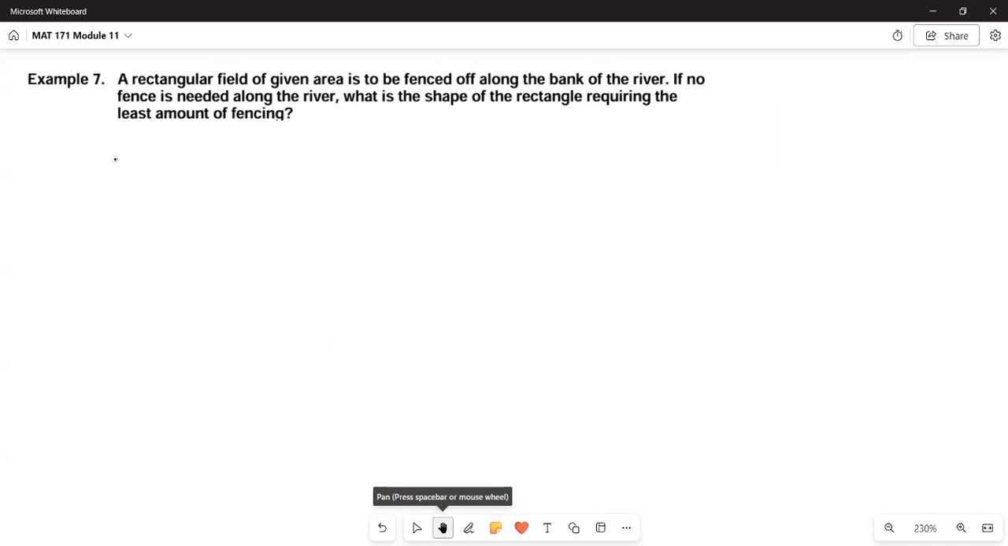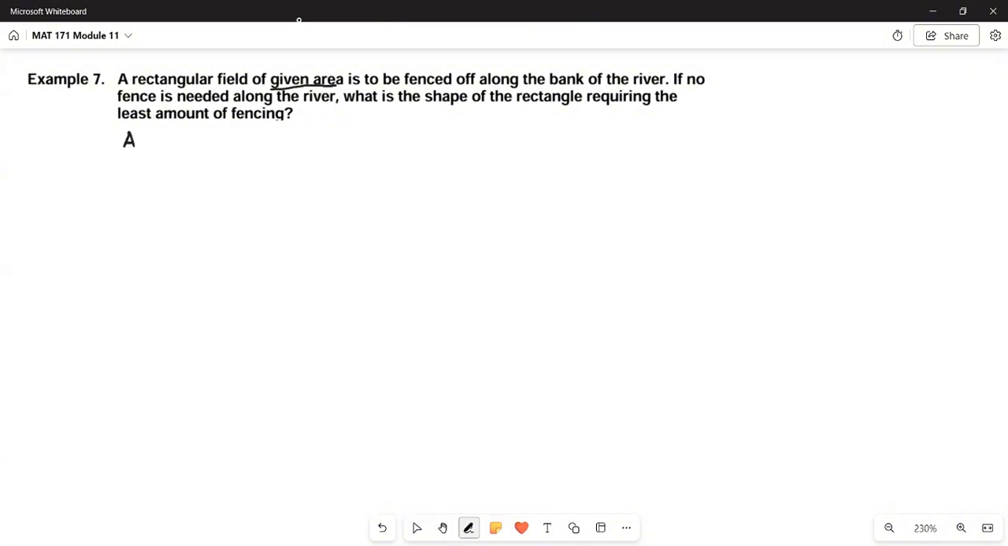A rectangular field of a given area is to be fenced off along the bank of the river. If no fence is needed along the river, what is the shape of the rectangle requiring the least amount of fencing? Okay. So first step natin is identify natin yung given, yung unknown, and yung ating given condition. Well, in this case, hindi naman binigyan ng given value, pero meron daw given area. Meaning, meron tayong constant na area.